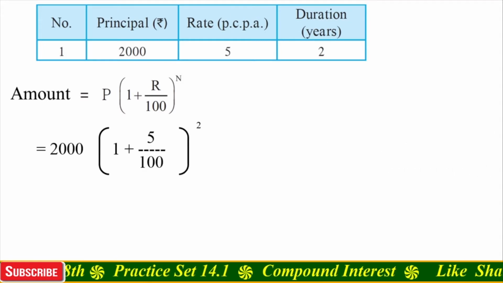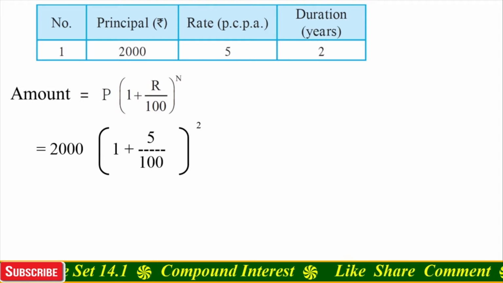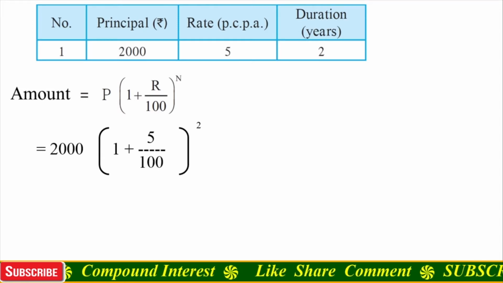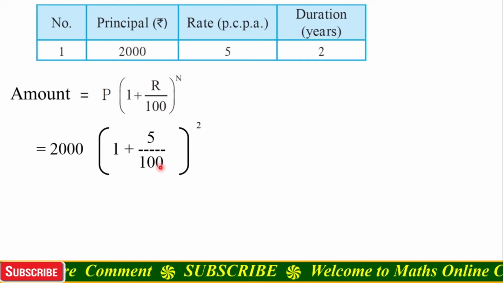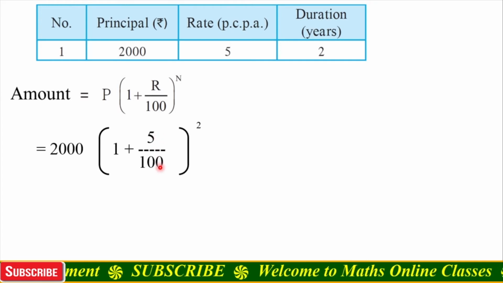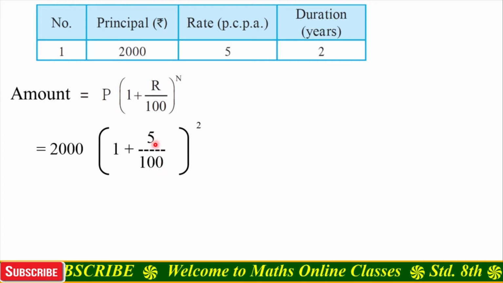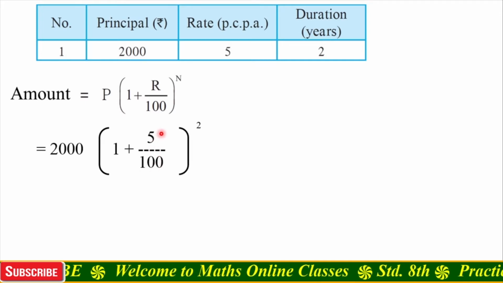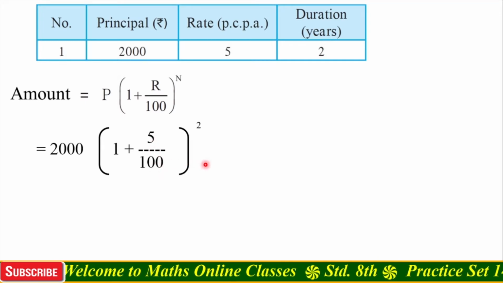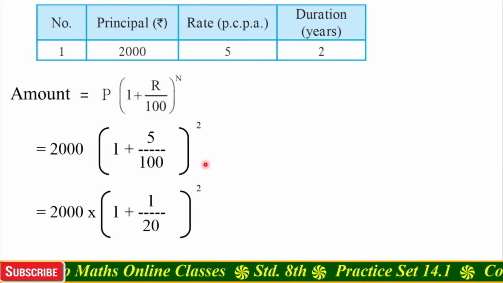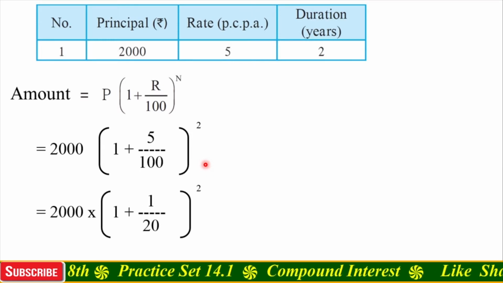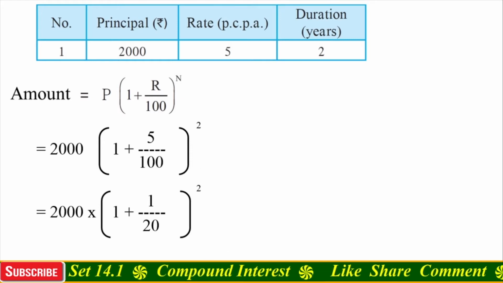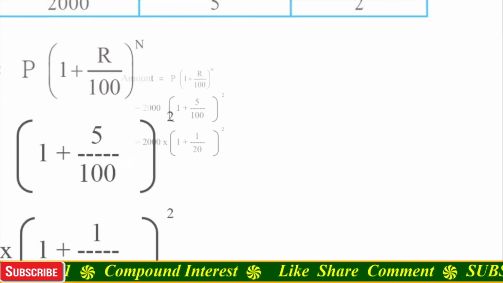Is equal to 2000 in bracket 1 plus 5 upon 100 bracket raised to 2. In the bracket, this fraction 5 upon 100, we have to reduce it to its lowest form. After reducing, we get 1 upon 20. Therefore, 2000 multiply in bracket 1 plus 1 upon 20 bracket raised to 2. Now we will shift these steps a little bit up.